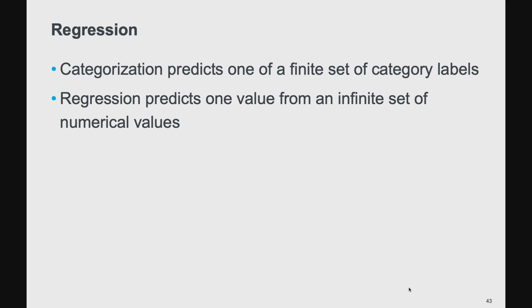Categorization predicts one of a finite set of categories, often just two, true and false, yes or no, but can also be multiple ones. And regression predicts values from an infinite set of numerical values. What would be a good price, for example, could be a prediction. How much should the car cost?